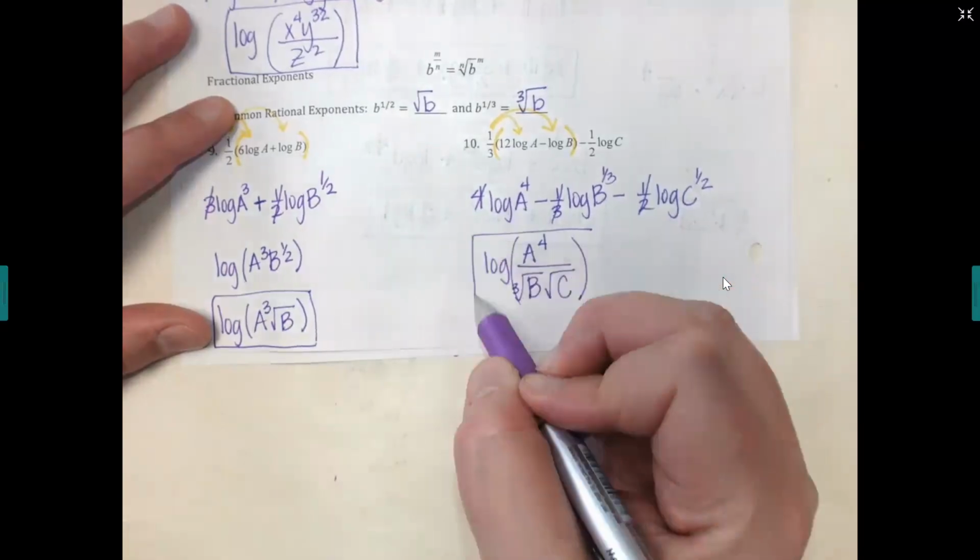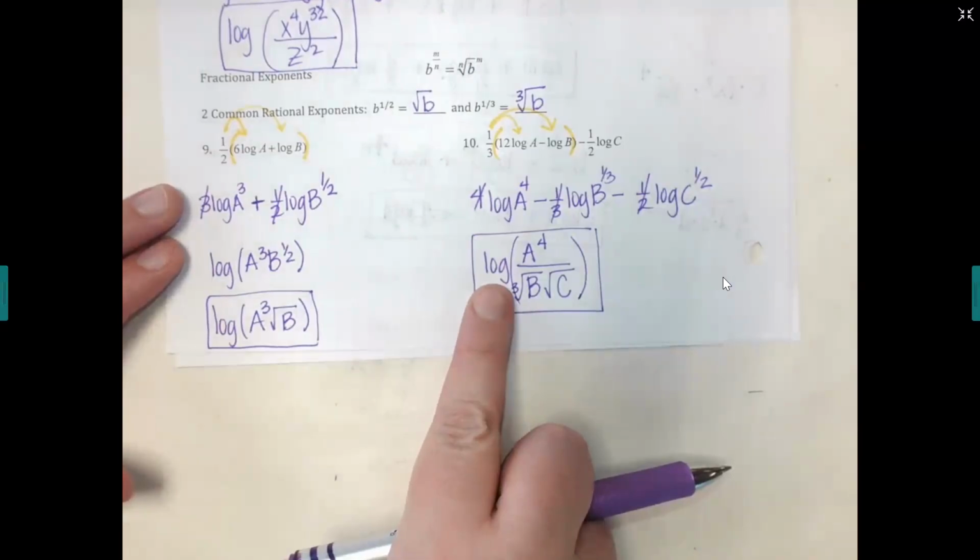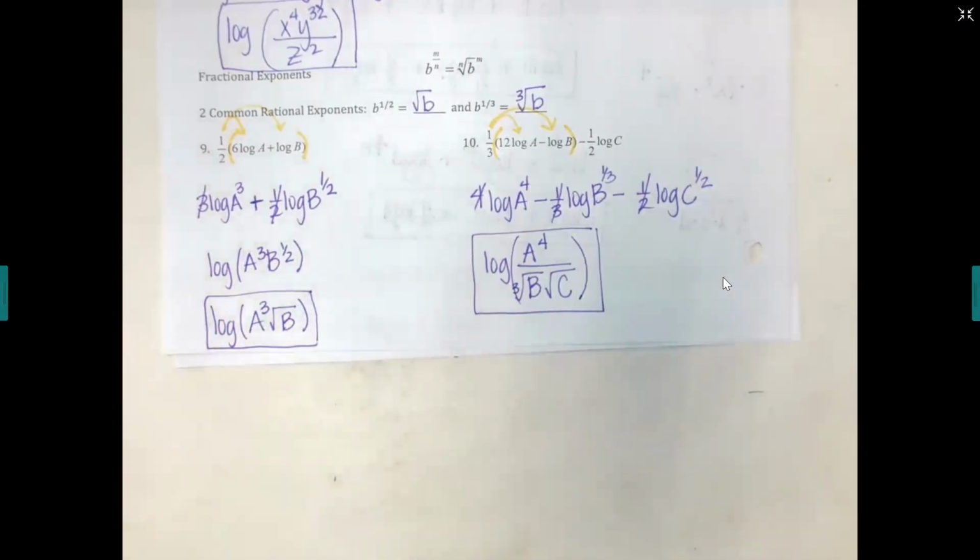When you do your condensed problems, the log part is already typed for you, you're just typing in this middle part. Okay? If you need help with it though, let me know.